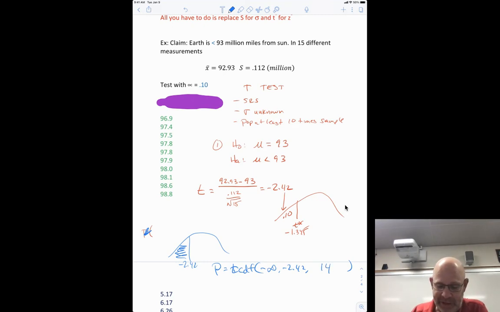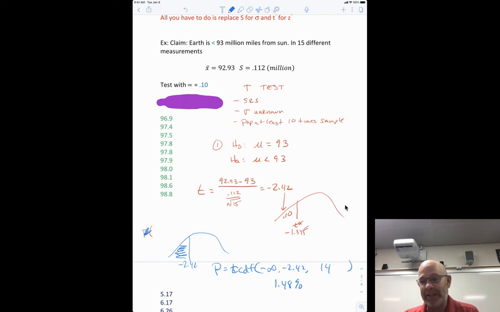And we get a p-value of 1.48%. So notice all my processes are the same. The only thing different is I'm using the tcdf and the inverse t on my calculator. So I'm not going to write the rest up. Clearly, we're going to reject the null hypothesis, and there is evidence that the distance to Earth is less than 93 million miles.